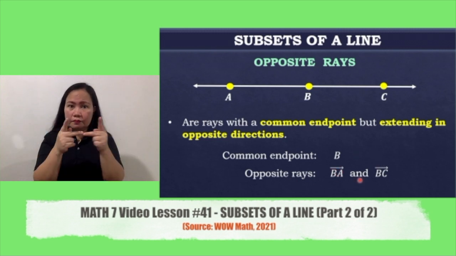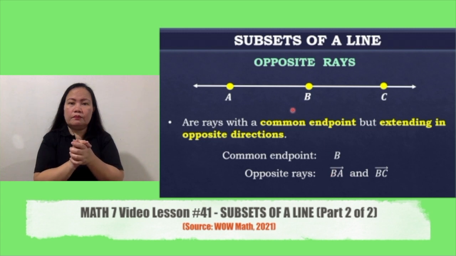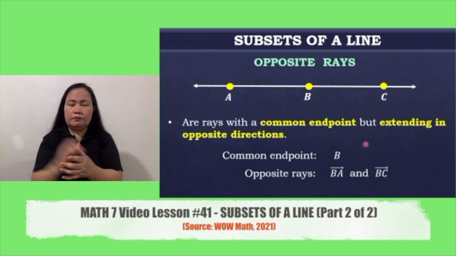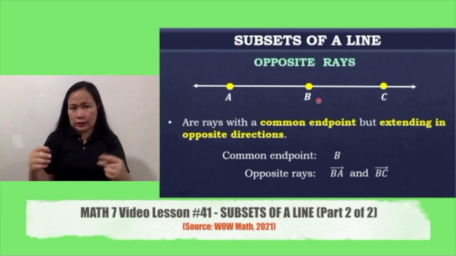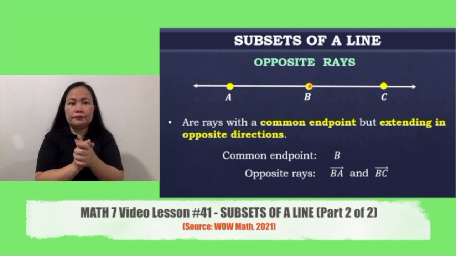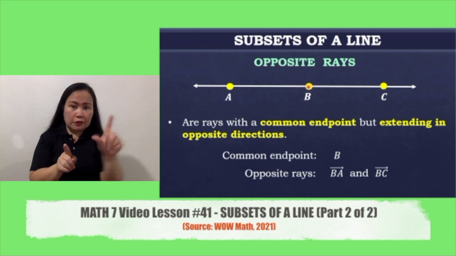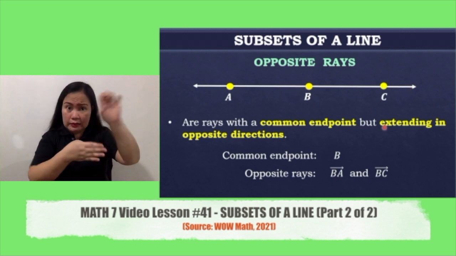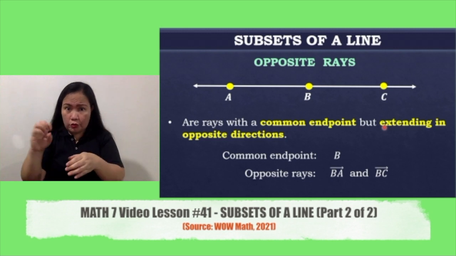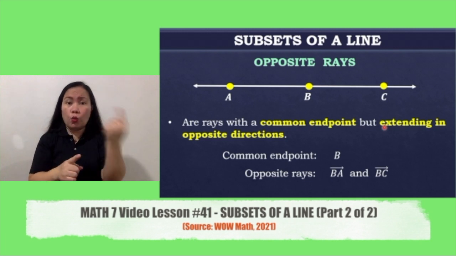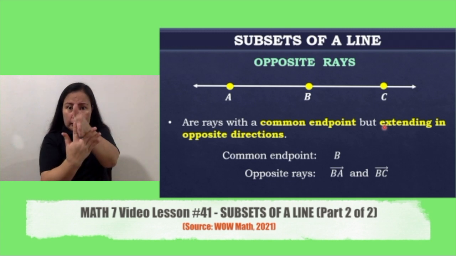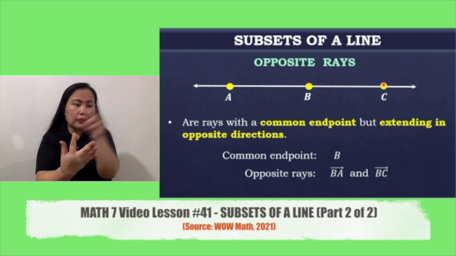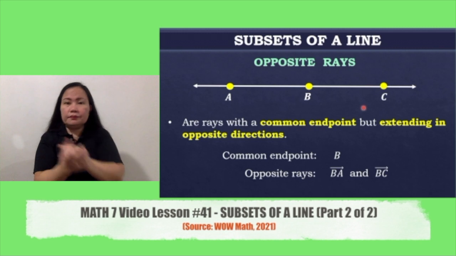So, gagamit tayo ng N. So, opposite rays natin dito sa figure natin, ray BA and ray BC. Okay? So, pag sinabi pong opposite rays, meron silang common endpoint at nag-e-extend sila in opposite direction. So, kapag sinabi nating endpoint, lagi siya, common endpoint ng opposite rays, it is always in between. Okay? It is always in between the other two points on the line.